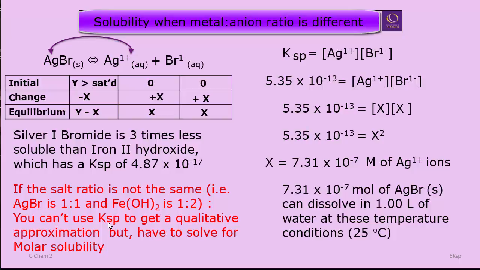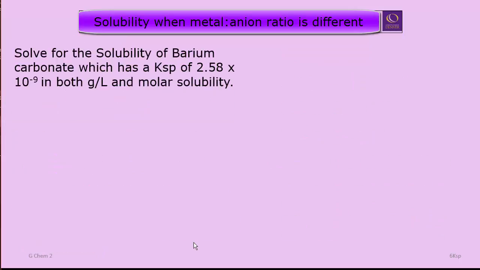So as I say in the notes here, if the salt ratio is not the same, you can't use Ksp to get a qualitative approximation, but you can solve for molar solubility and then tell which one's more or less soluble, which is the direct number you're looking for.